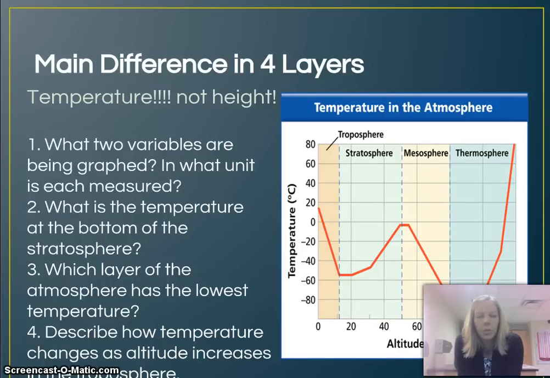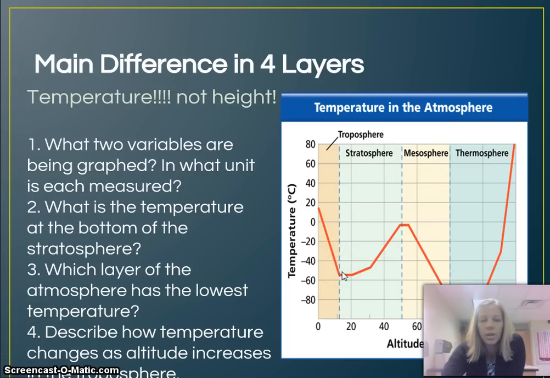Hi class. When we left off on our notes the other day regarding the atmosphere, we talked about how scientists decided where the layers of the atmosphere would be divided. And we discussed that the major factor to their splitting of the atmosphere into 4 layers was the temperature. And just to recap, a little reminder, the temperature scientists found through collecting data does drop. It gets colder in the troposphere.